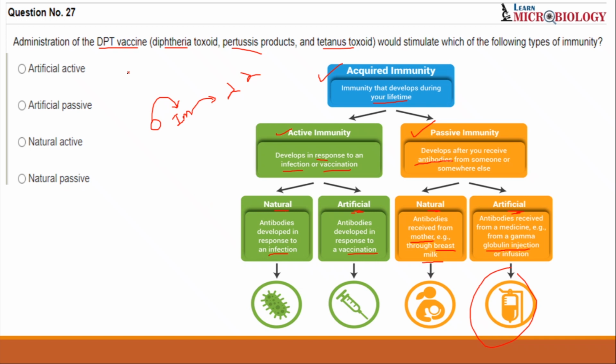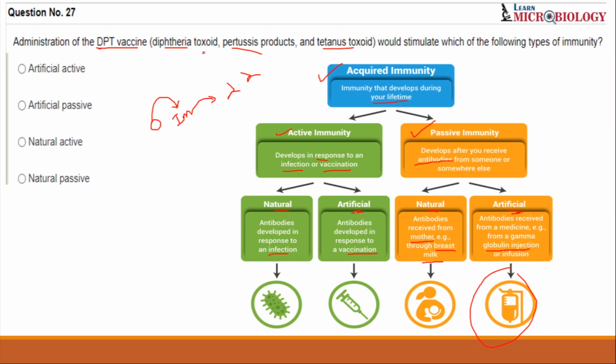We have understood the basics of immunity. Let's come back to the question. We have asked a question about the DPT vaccine. We know the DPT vaccine is given to every infant once born. This particular vaccine can prevent infection against three particular diseases. One is diphtheria, one is pertussis, that is whooping cough, and the other is tetanus.